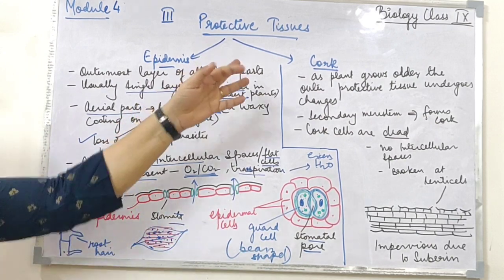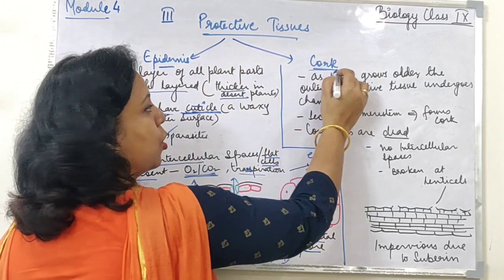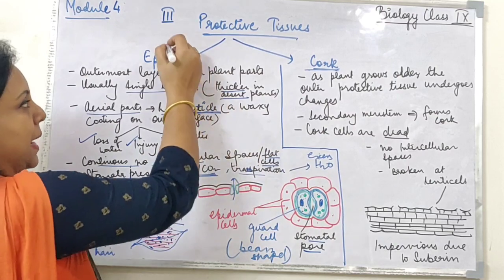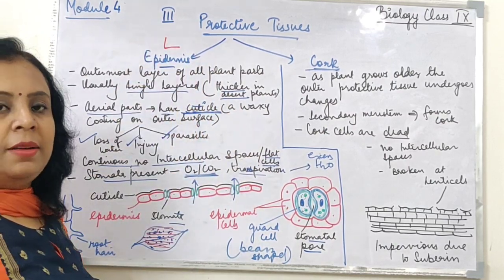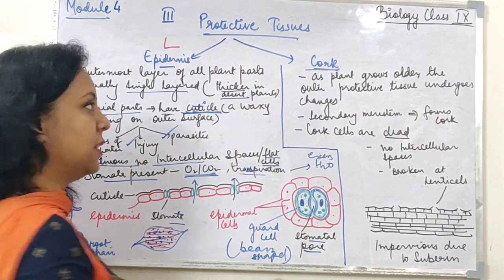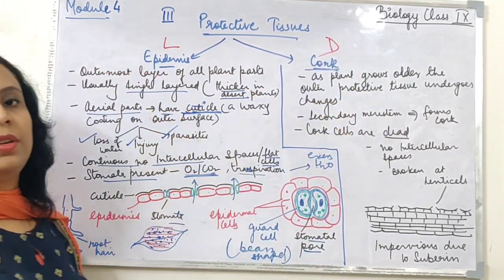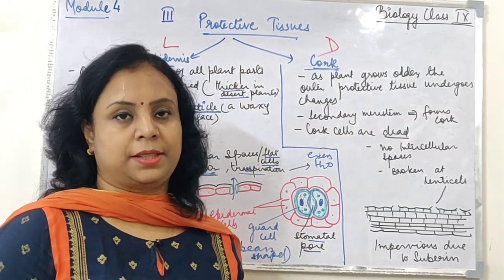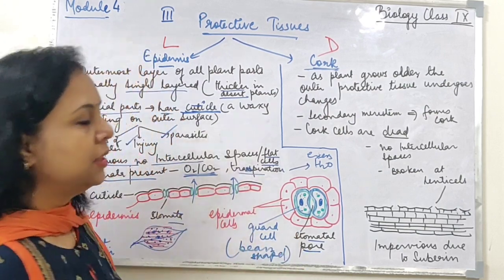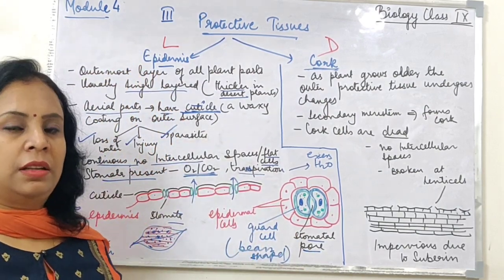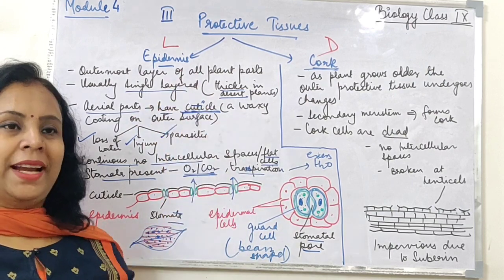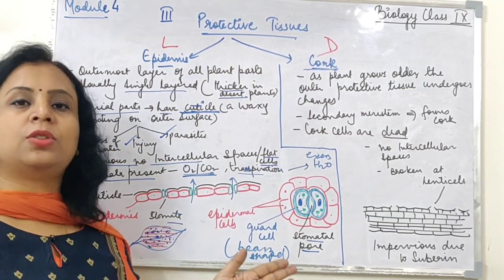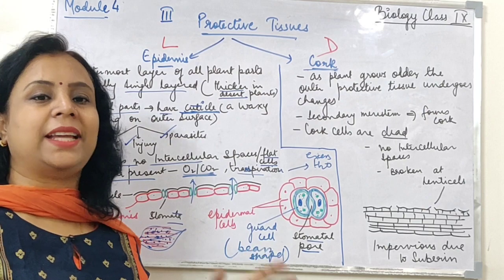Now the second type of protective tissue is the cork. Now over here also there is a difference. Often a comparison is asked. Epidermis is composed of living cells while cork is composed of dead tissue. Now what happens, children, especially in case of older stems? As the plant is growing older, the outermost protective tissue does not remain as soft because secondary growth is also taking place. The plant is becoming thicker.